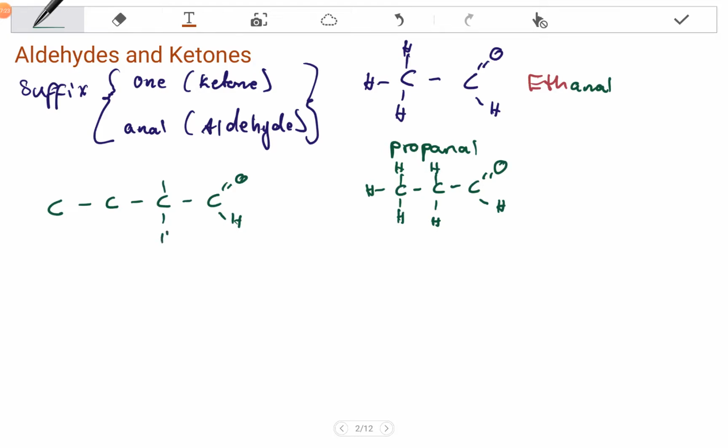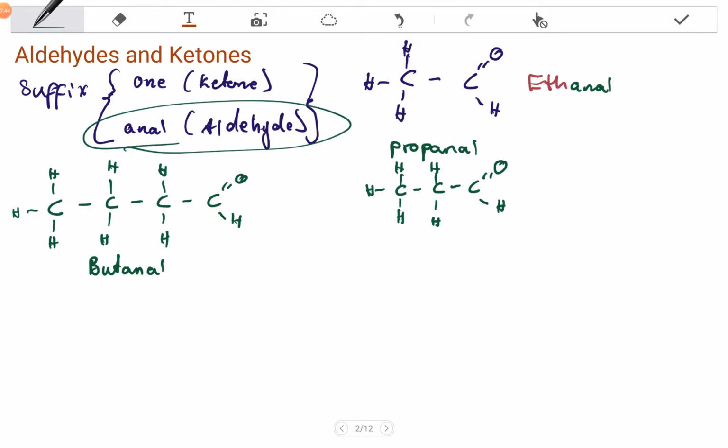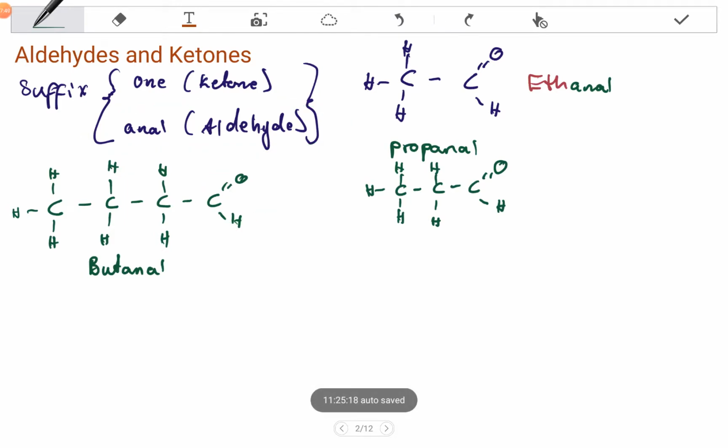Can you name this please for me? This is going to be butanal. Why? Because we have 1, 2, 3, 4 carbons, and it belongs to aldehyde. The reason we say that is that here the functional group is always at the end. Okay, so now let's move on to ketones.